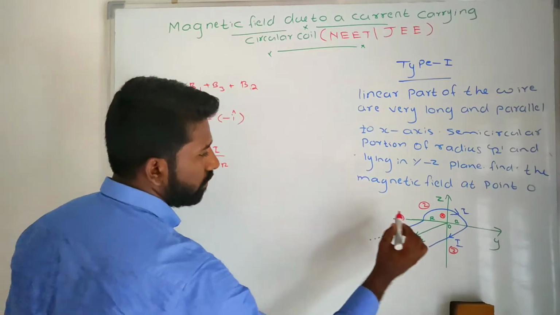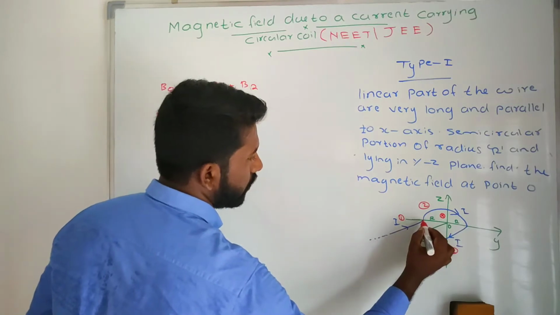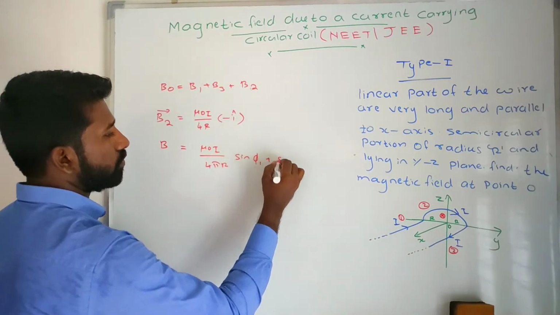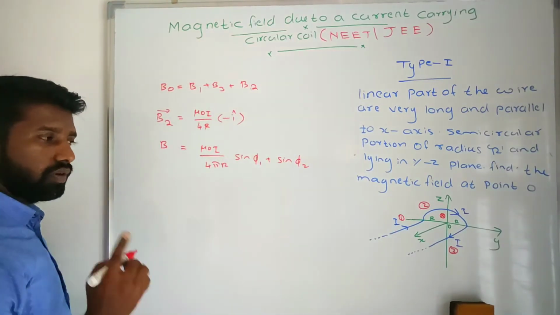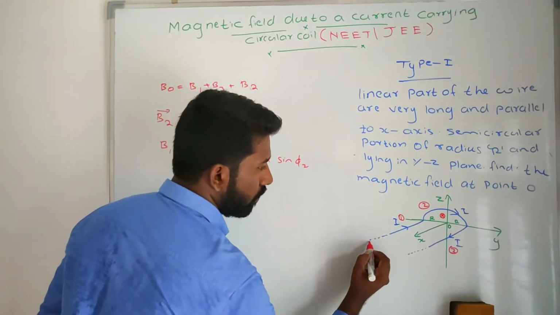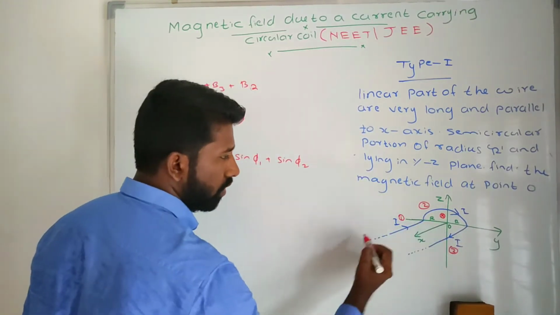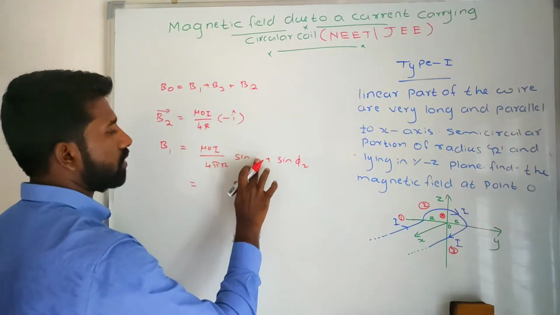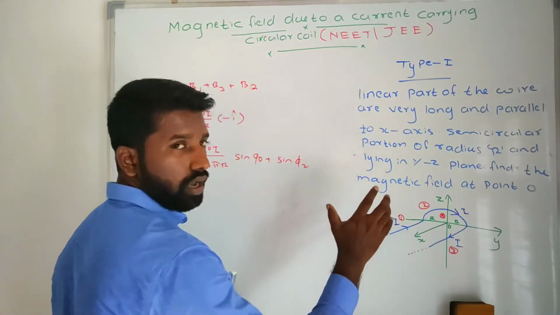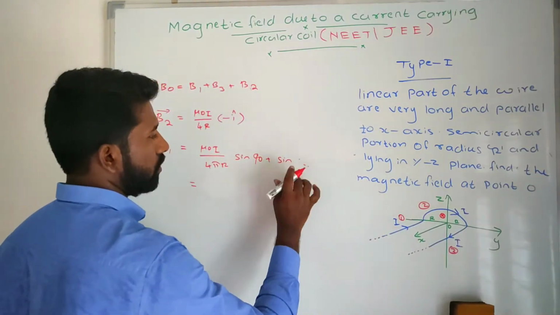R is the distance from the current carrying conductor to the point. Okay, here the distance from the current carrying conductor to the point O is r. Sin phi 1 plus phi 2. What is phi 1? Phi 1 is the angle made by one end of the conductor to the point. That means here this end to O. So this is infinitely long, so phi 1 we can take as 90 degree. Then phi 2 is the angle made by the other end to the point. So here this end to this point, that is 0 degree.